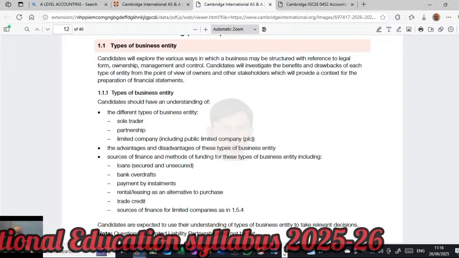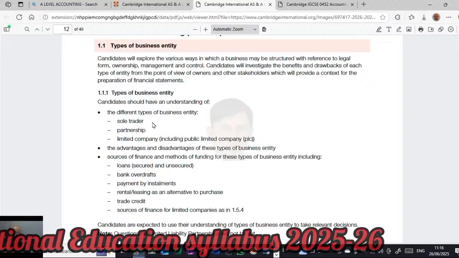So there is one more entity called limited liability partnerships, or it is known as LLP. Okay, so you don't have to. No questions will be asked from this. So only sole trader, partnership, limited company, including public limited company. So the questions will be based on this. So in particular, in each level you will be asked questions.